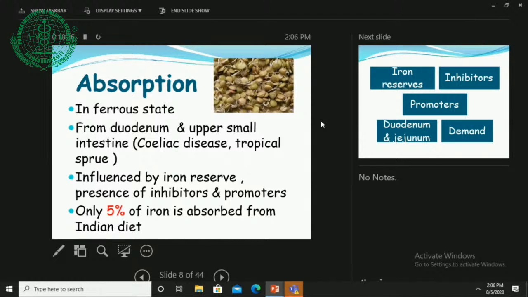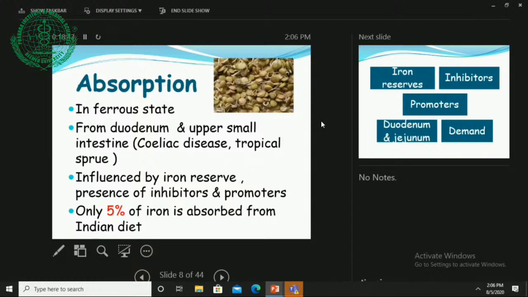The iron is absorbed from the duodenum and upper small intestine. So if there is any disease of this part of the intestine, iron absorption is hampered, like celiac disease and tropical sprue. In these diseases iron absorption is hampered.